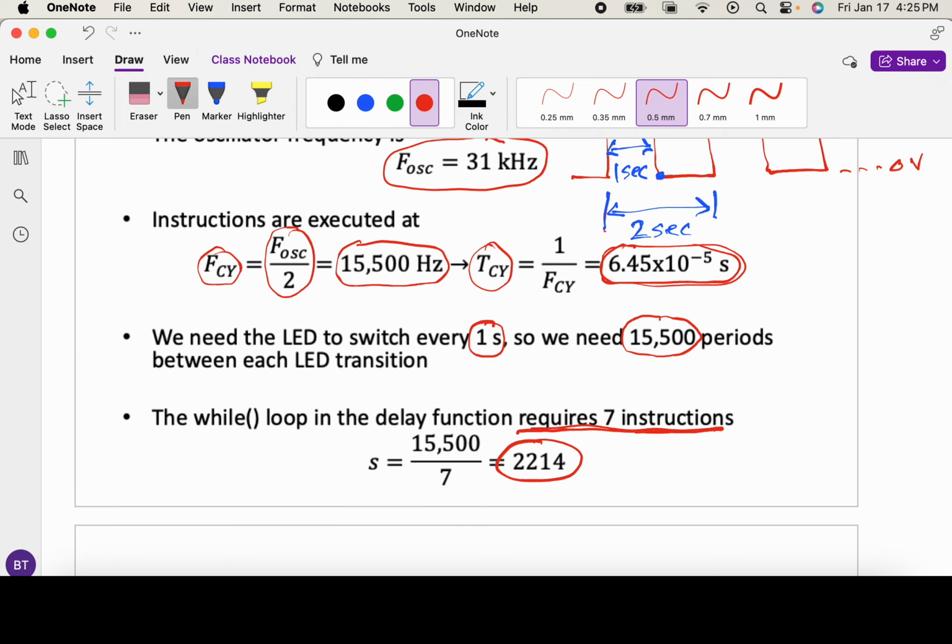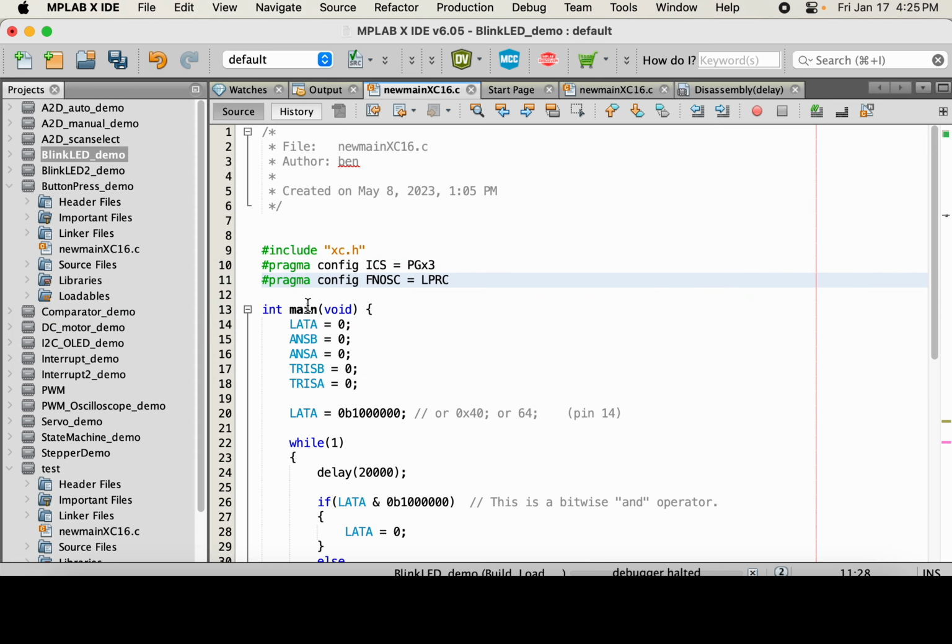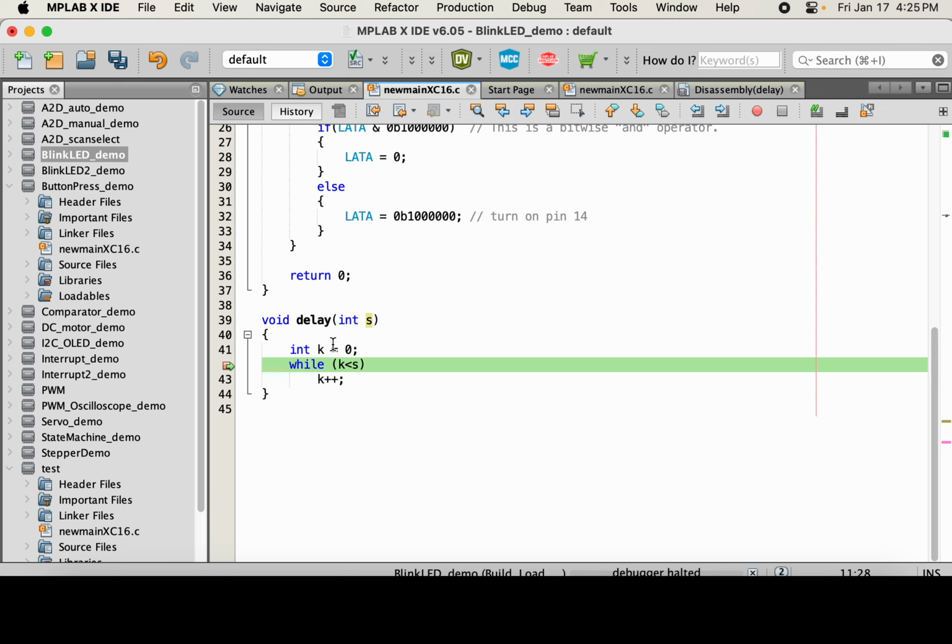To figure that out, we go over to our delay function. Okay, so here's a delay function, and we need to figure out what to pass in for our integer s, so that this thing can count long enough to pass 1 second's worth of time.